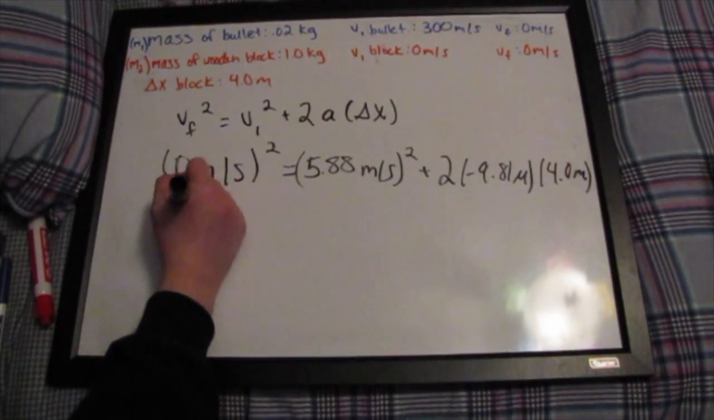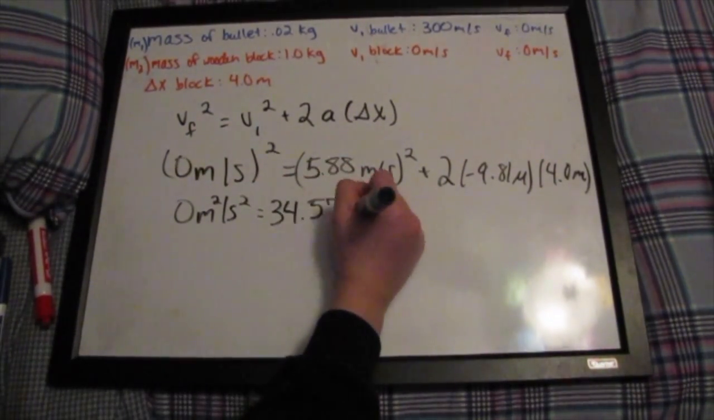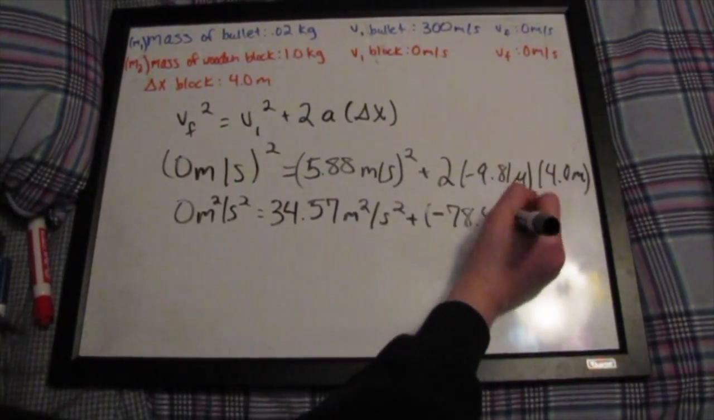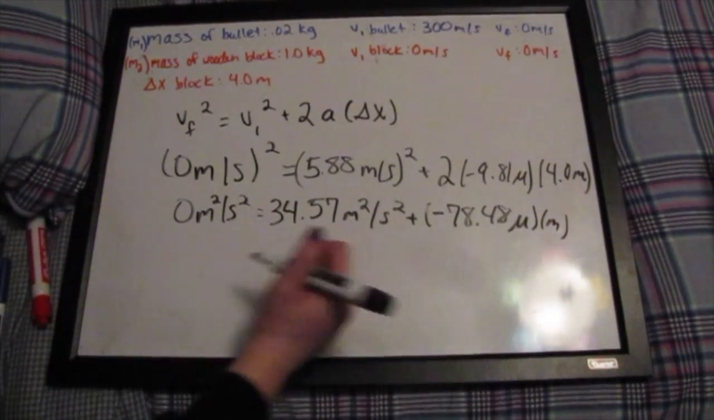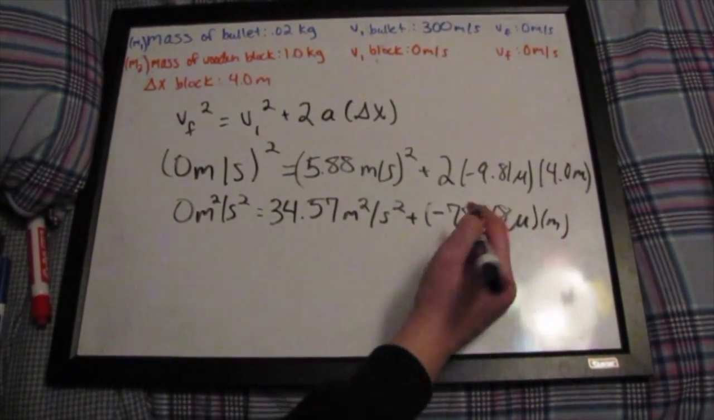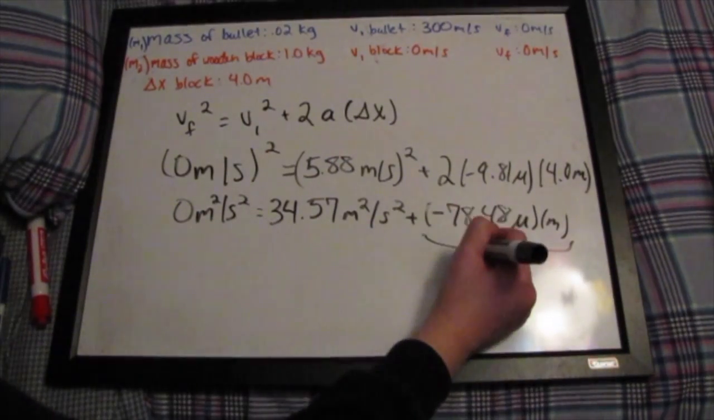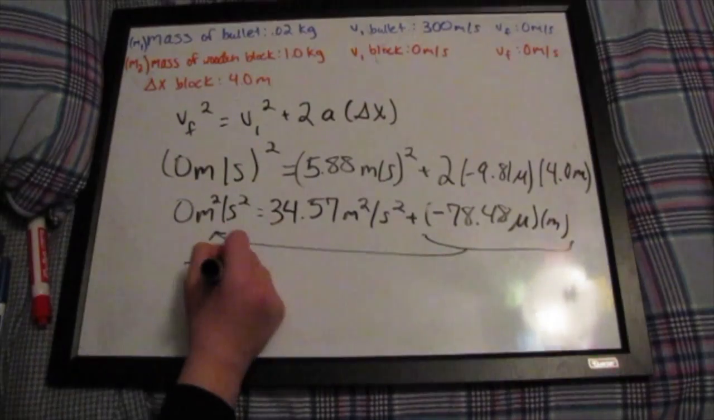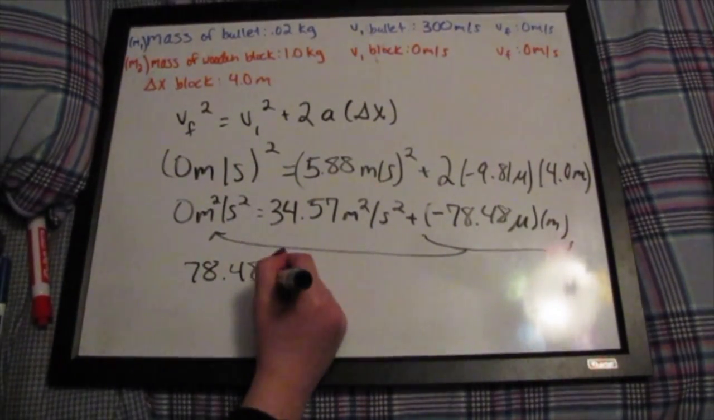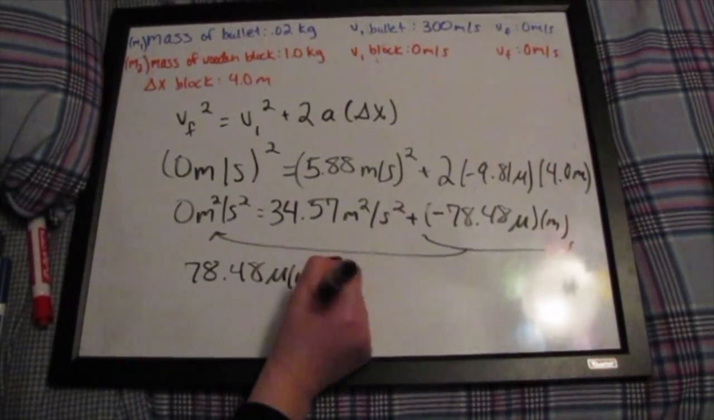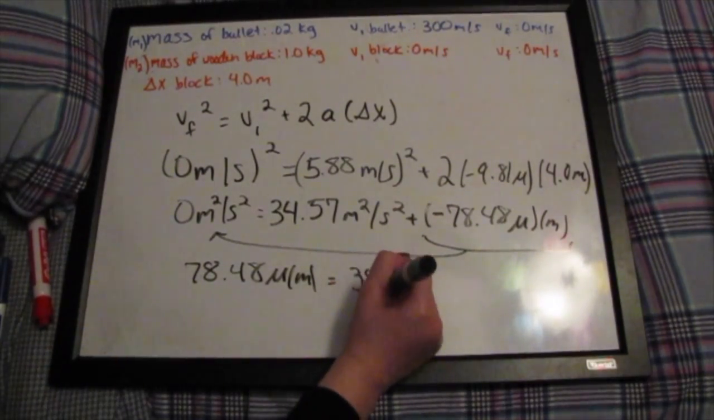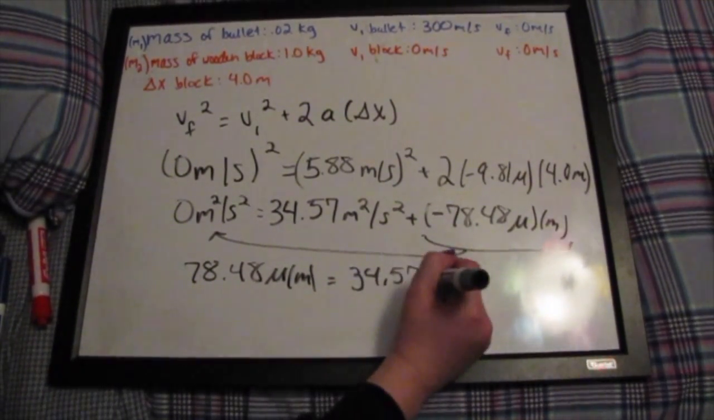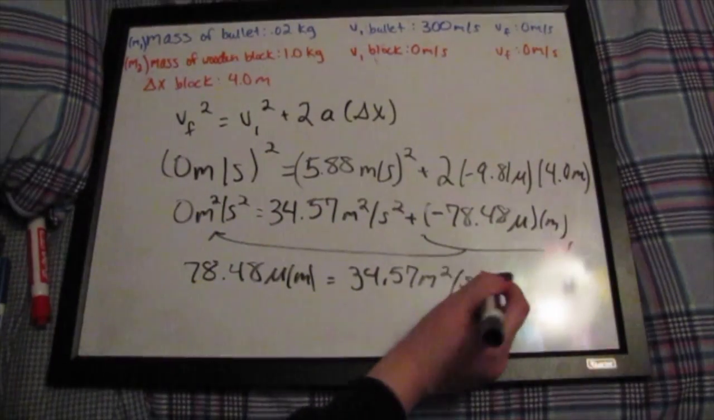So this is just going to be, and then we're going to move this to this side so we could set them equal to each other. So this becomes a positive 78.48 mu times meters equals 34.57 meters squared per seconds squared.